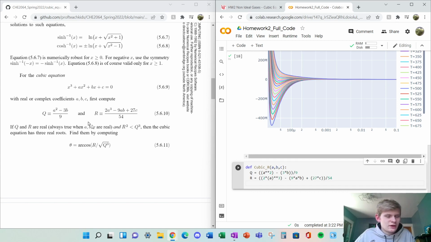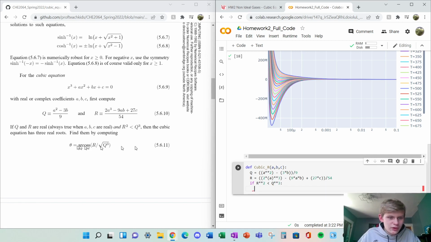However, there's a second part that we must be aware of when computing roots for the Cardano equation. It's this little thing here where we need our r squared value to be less than our q cubed value. So we must make an if-else statement in order to compute the correct values, just in case our r value is greater or less than our q value. So we will start by making the first portion of our if-else statement, and then we'll input our theta value.